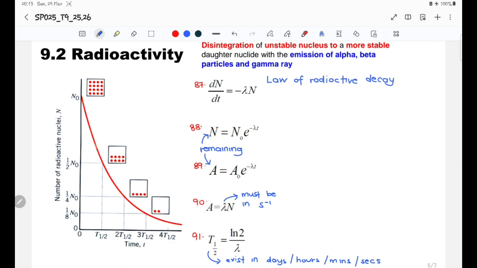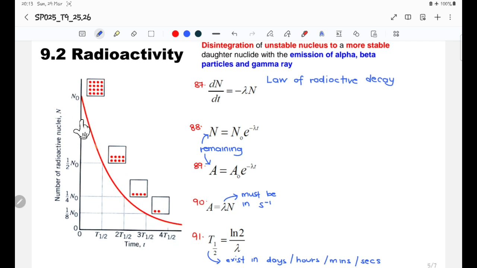Okay, hello everybody. So here is the quicker version for subtopic 9.2, radioactivity. So basically radioactivity is disintegration of unstable nucleus to a more stable daughter nuclide with the emission of alpha, beta and gamma particle. So basically radioactivity tells us about how the parent nuclei will change to a daughter nuclei, from unstable nucleus to become more stable.